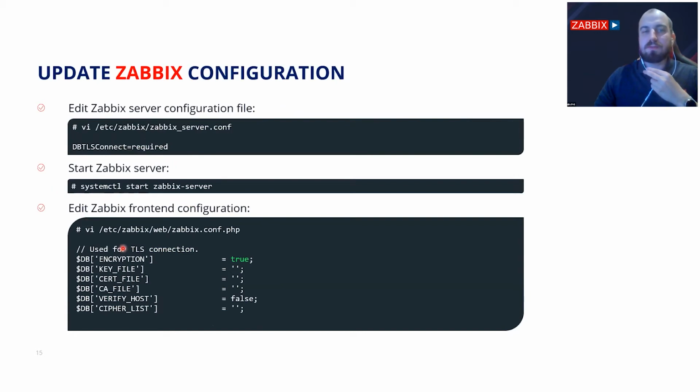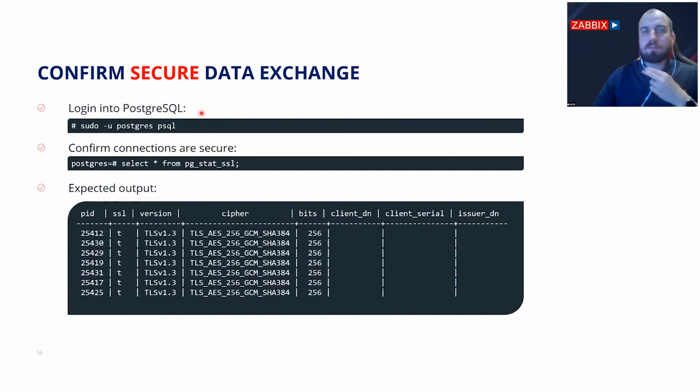Don't forget to edit the frontend file. And it's as simple as setting the DB encryption to true. And just make sure verify host stays set to false, because in this case, we do not verify the host. We just make the connection encrypted. That's done.